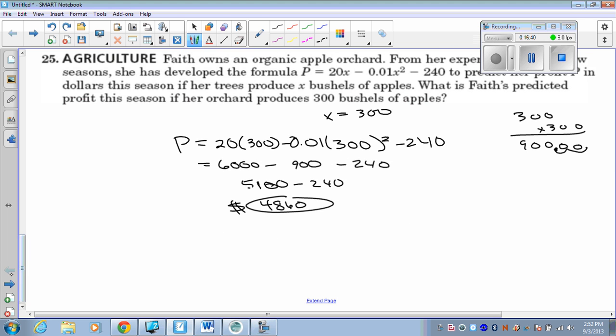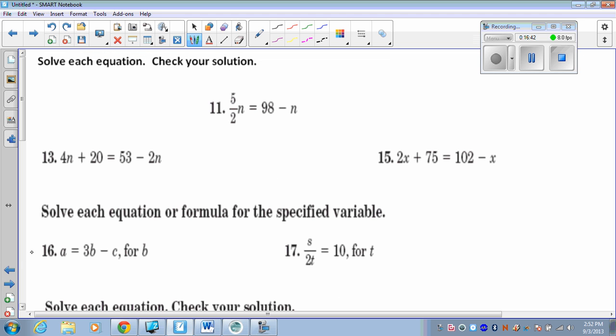Next page. Over here, number 11. Ew, I got to combine like terms. The only problem is this one has a fraction over it and this one doesn't. A couple ways you could do this problem. Probably the easiest thing for you guys to do would just be to add n to both sides. Now here's a little thought bubble. I got 5 halves n, and I want to add 1 n to it. Okay? Again, I need a common denominator if I'm going to add fractions.